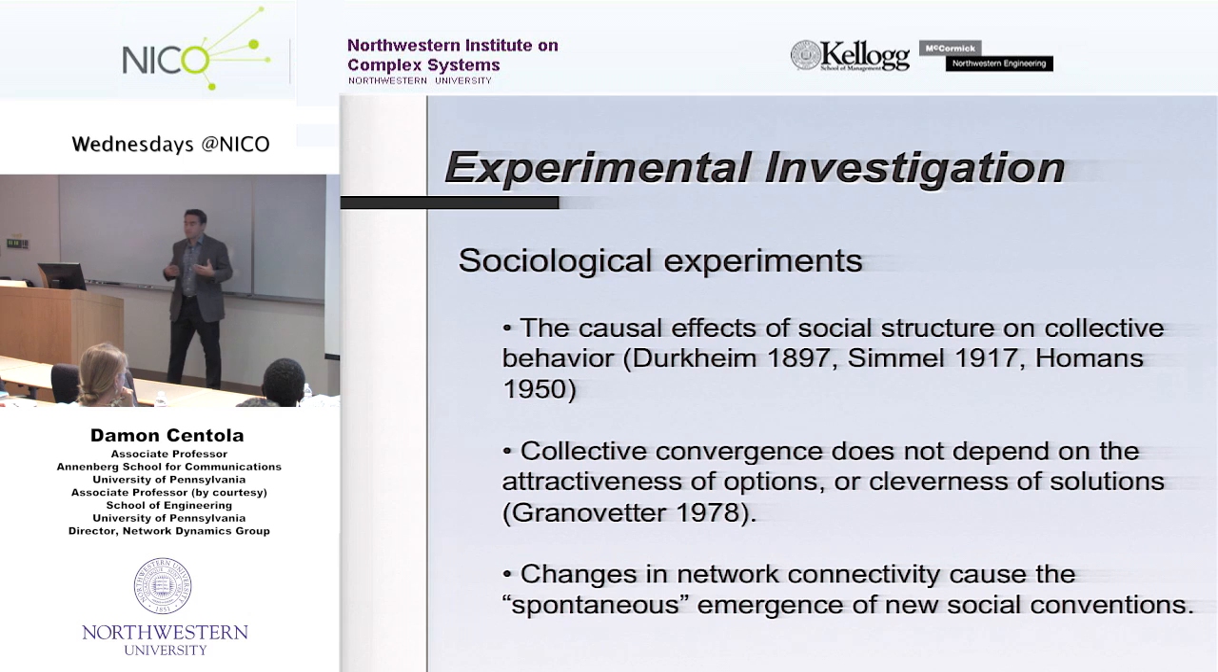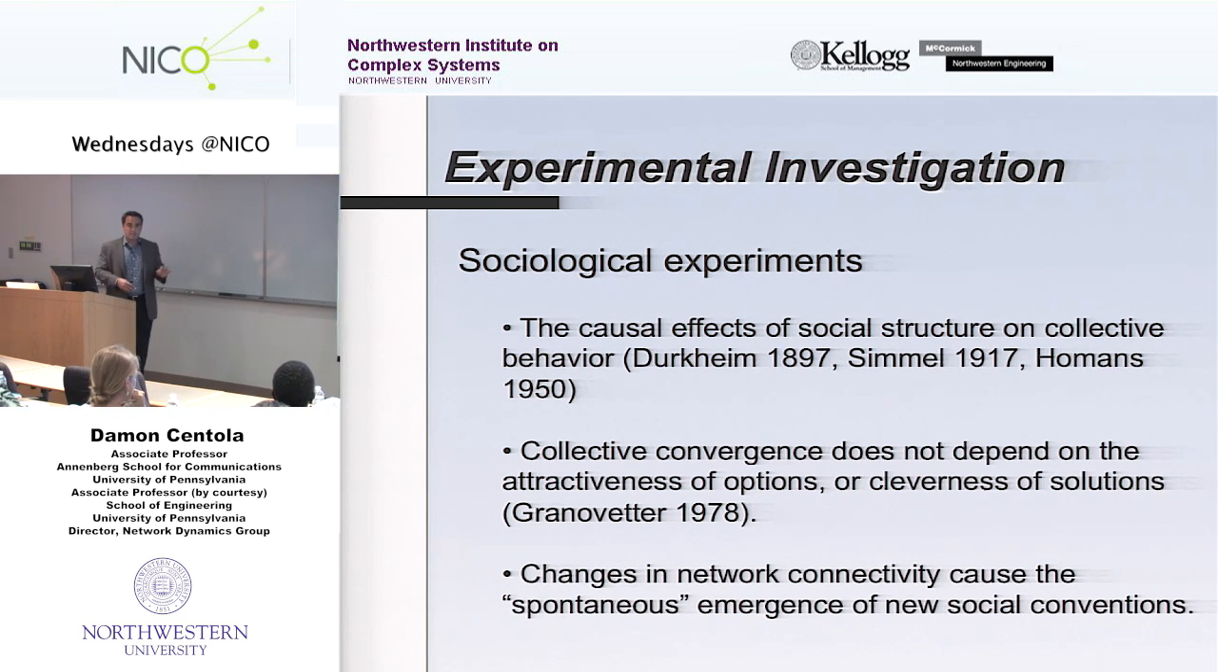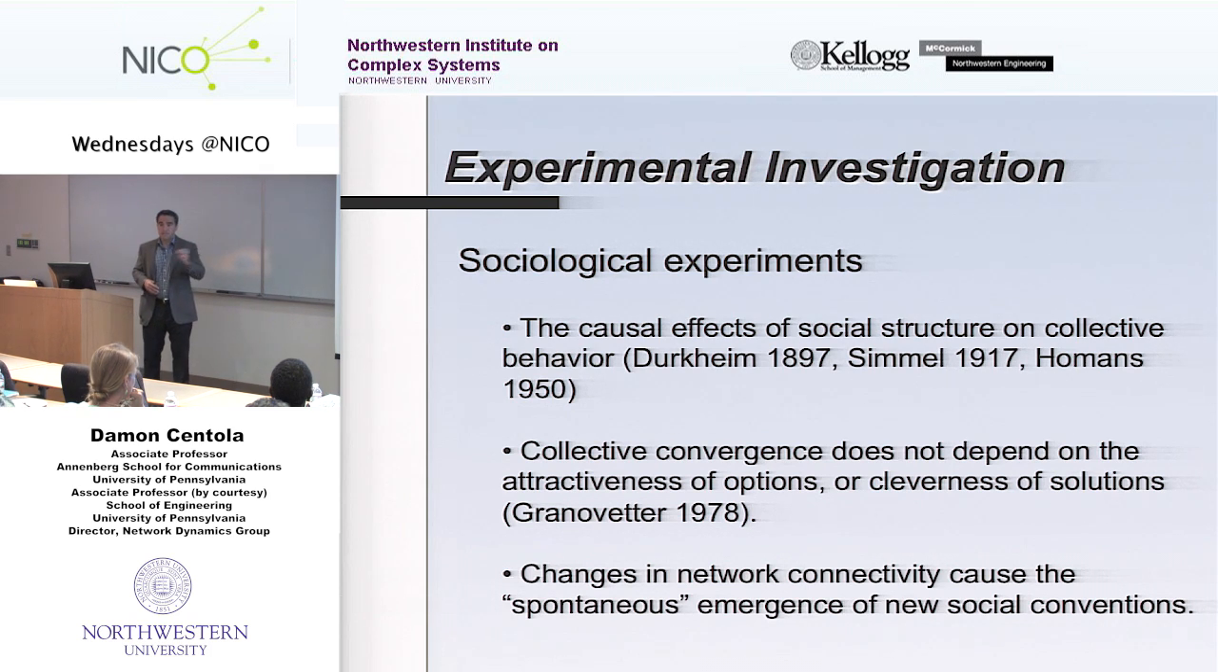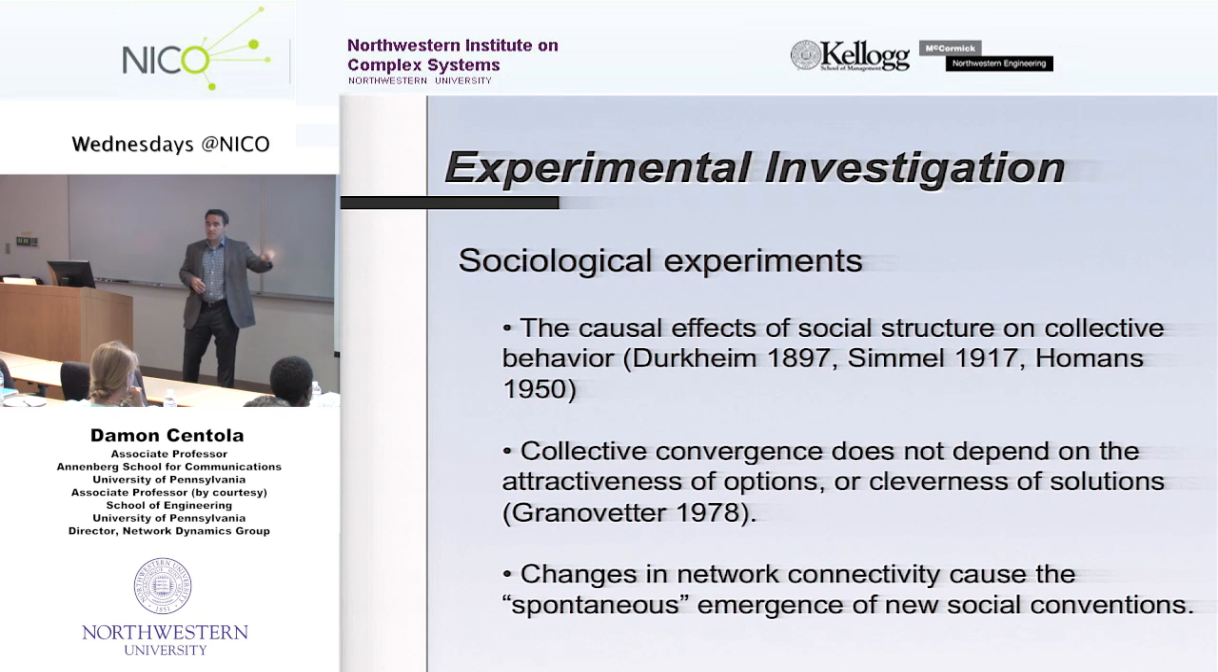And the structure here can mean many different things, but I'm going to interpret it specifically as a network theory. So I'm going to say if I change the connectivity of the population, just that one fact, which has nothing to do with the options that are in circulation, can causally affect, and that's going to be a strong causal claim, which I'm going to hope to back up experimentally, whether or not a population will produce a coherent social convention or social norm.